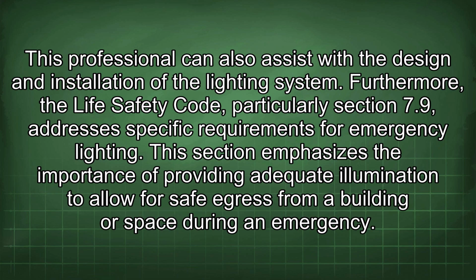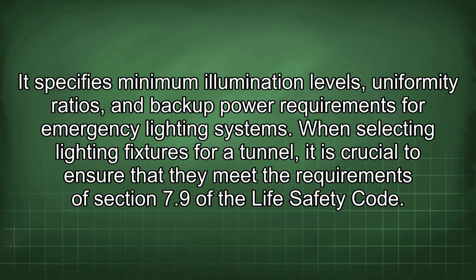Furthermore, the Life Safety Code, particularly Section 7.9, addresses specific requirements for emergency lighting. This section emphasizes the importance of providing adequate illumination to allow for safe egress from a building or space during an emergency. It specifies minimum illumination levels, uniformity ratios, and backup power requirements for emergency lighting systems.